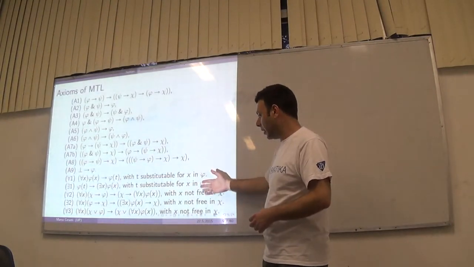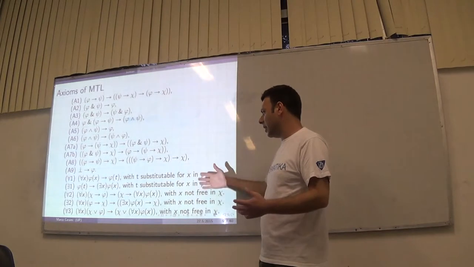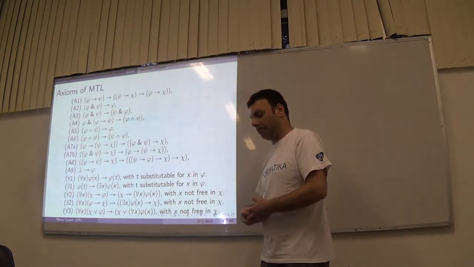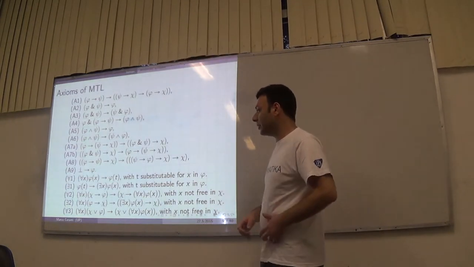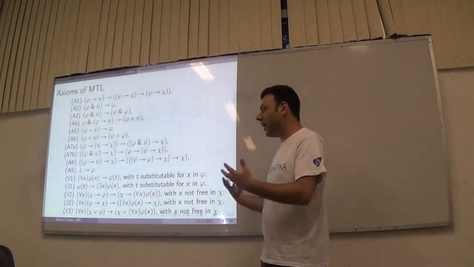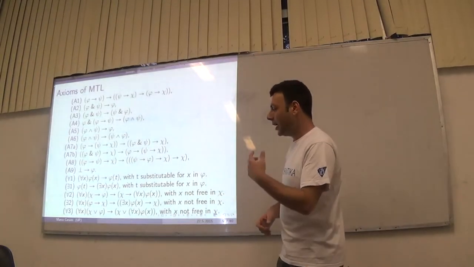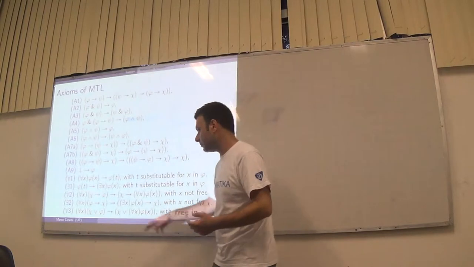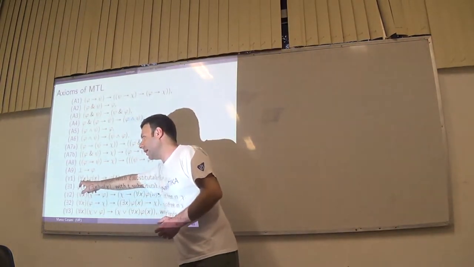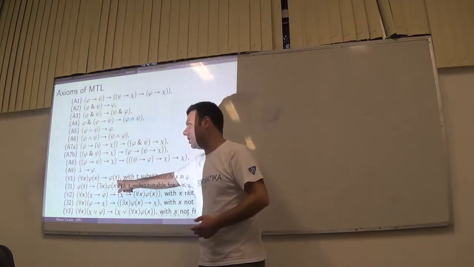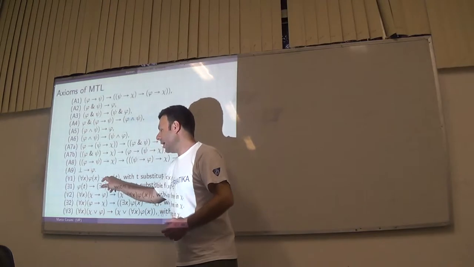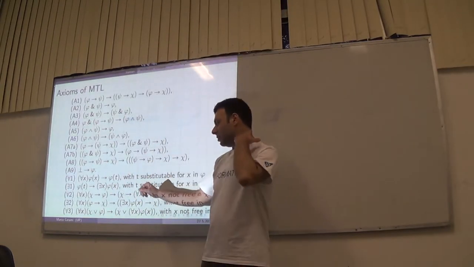And then Hájek, in order to define an axiomatic version of first order fuzzy logic, added these five axioms that describe the behavior of the quantification. Note that, for example, the first two really say that the universal quantification is an infimum and the existential quantification is a supremum.